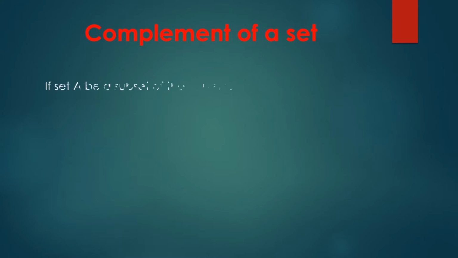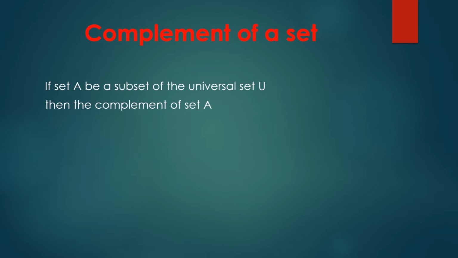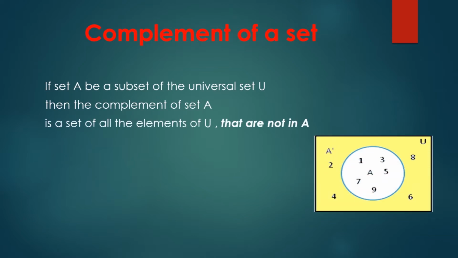Now move to complement of a set. If a set A is a subset of the universal set U, then the complement of set A is a set of all elements of U that are not in A. The complement of set A is denoted by A dash. It can be written as the complement of set A is X such that X belongs to universal set U and X does not belong to A.